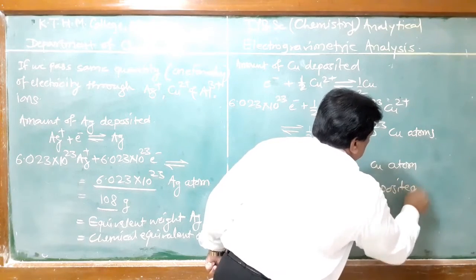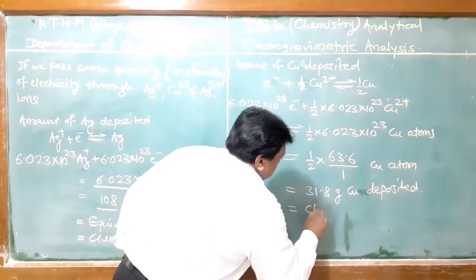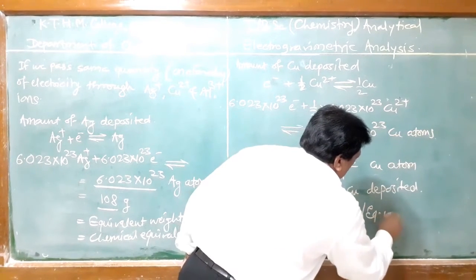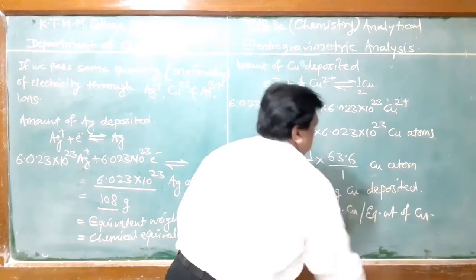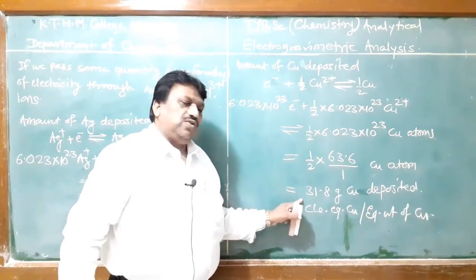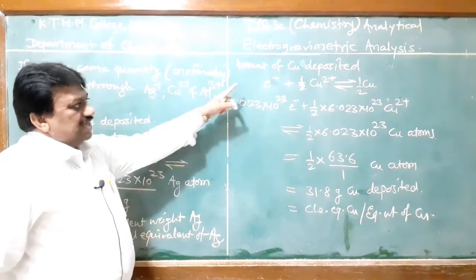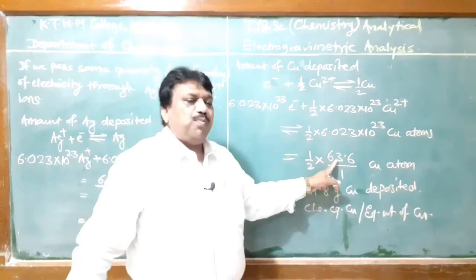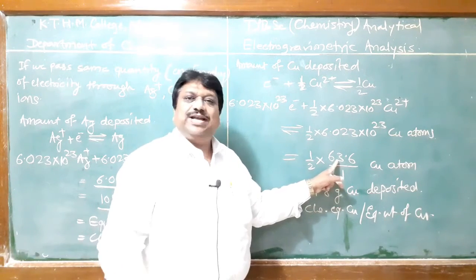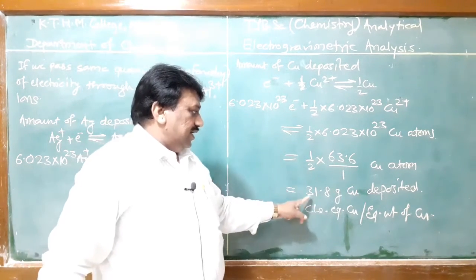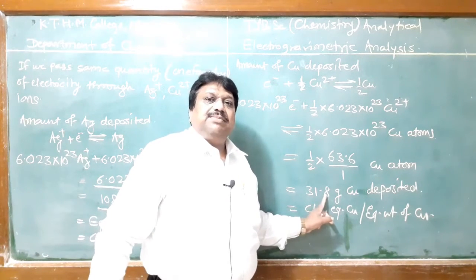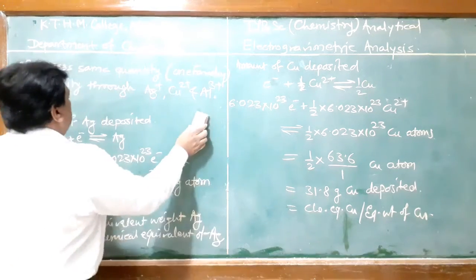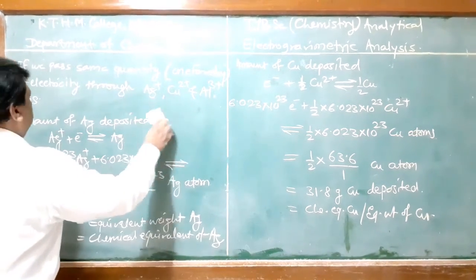Therefore, here this is the chemical equivalent or equivalent weight of copper. When we pass 1 Faraday of electricity through a divalent metal ion, it will deposit half a mole of copper, or half a mole of that particular ion. Therefore, here 31.8 is the chemical equivalent of copper.